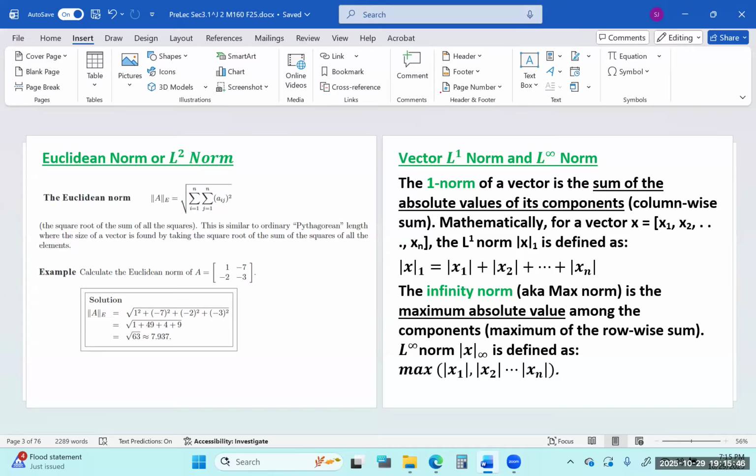But if you have a matrix, it's the absolute value of all the elements in a column, and then you take the highest number from the columns. Whichever column has the highest sum is the L1 norm.